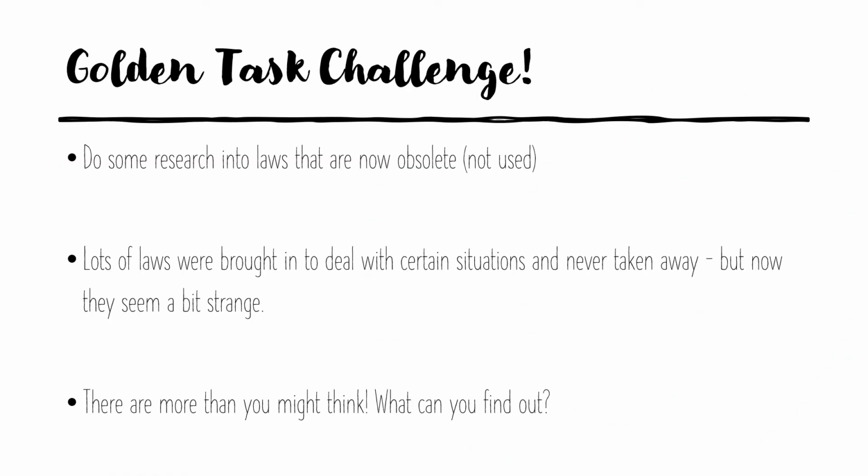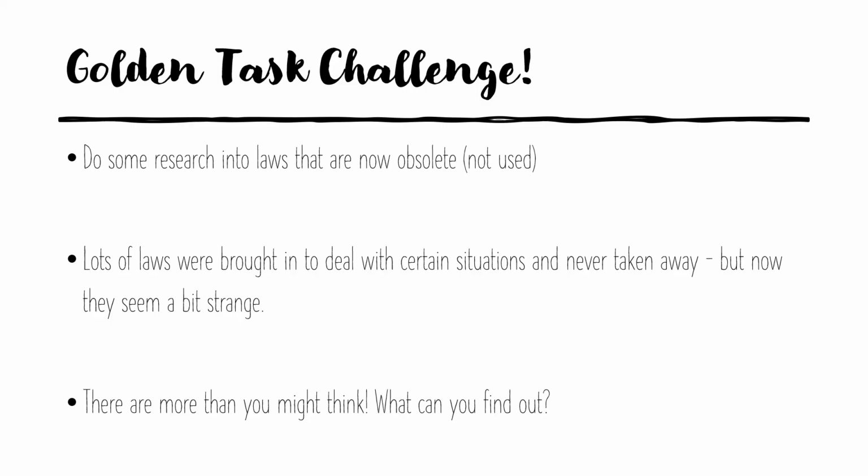And then where possible, for each lesson I'm going to put a golden task challenge on. I'm going to try and keep the lessons a bit shorter and smaller, but I'm going to add a challenge for those of you who I know are really getting into your sociology and wanting to spend little bits of extra time doing some stuff. So today's challenge is to do some research into laws that we would now call obsolete, i.e. they're not used anymore. There are some really random things out there. If you do any Google search into obsolete laws, it might come up with some quite interesting finds.